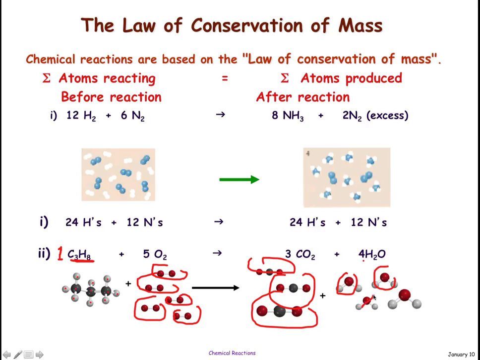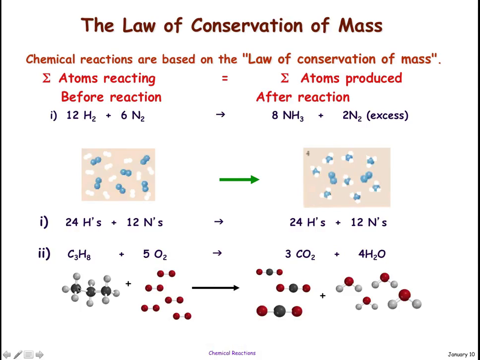2, 3, 4. Now if we take a look at the atoms, we can see that the carbons are conserved. That is, there's 3 here and there's 3 here. You see that the 8 hydrogens are also conserved through the waters. There's 4 there and there's 4 here. And finally we have our 10 oxygens: 2, 4, 6, 7, 8, 9, 10. So this is a balanced reaction. There are no atoms in excess or shortage.